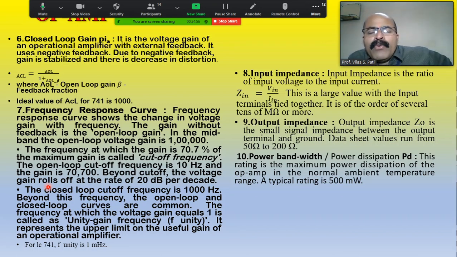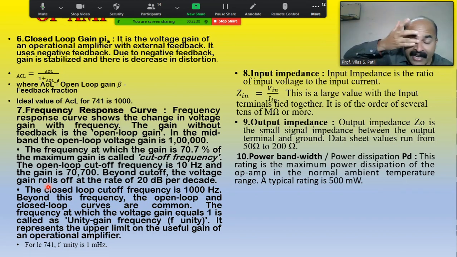Next parameter is input impedance. Input impedance is the ratio of the input voltage divided by the input current, that is Zin is equal to Vin divided by Iin, and it has a large value, with the input terminals tied together, about 100 megaohm or several megaohm. We cannot get such a value at present, and we are trying to achieve it. We want to change the parameters of the differential amplifier.